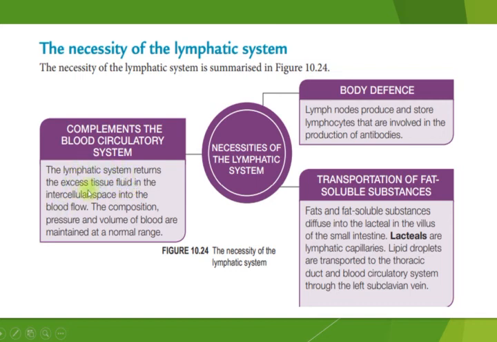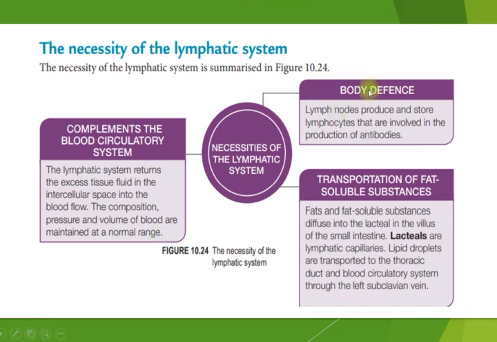It returns the excess tissue fluid in the intercellular space into the blood flow. So the composition, pressure and volume of the blood are maintained at a normal range. The blood that was lost through the formation of the tissue fluid just now will return back to the blood circulatory system, and they will maintain the volume of the blood.